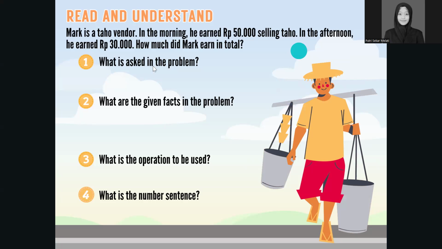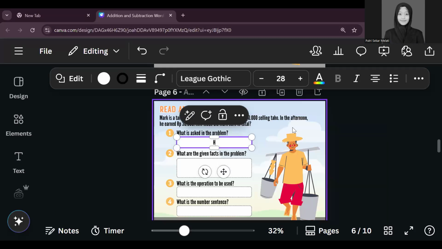First of all, what is asked in the problem? The question is how much did Mark earn in total? So you have to write it down here. What are the given facts in the problem? You have to write the facts in the problem. Okay, let me write it. First, you write what is asked in the problem: how much did Mark earn in total? This is the question that is asked in the problem.